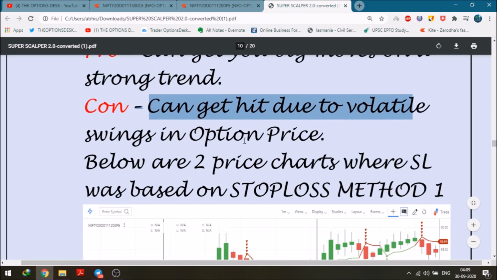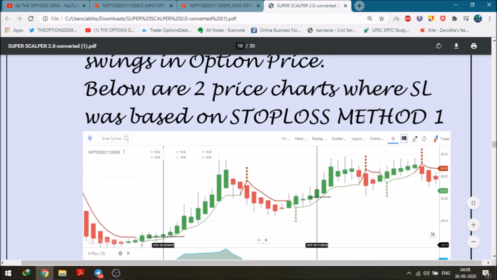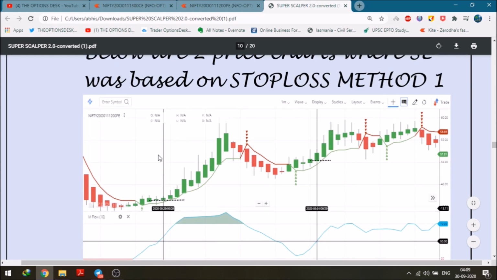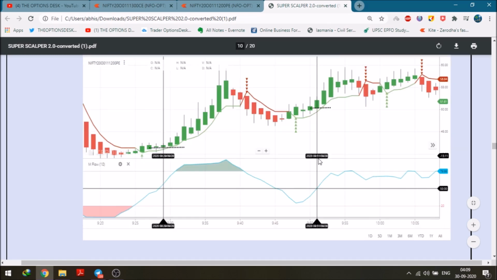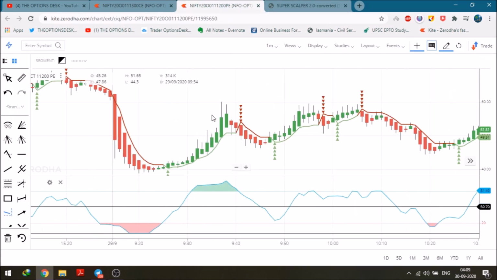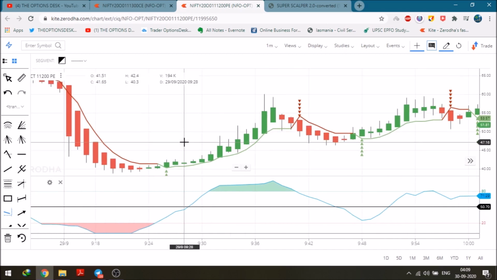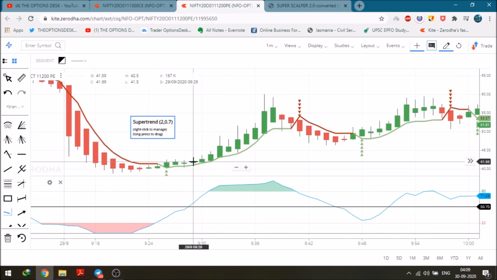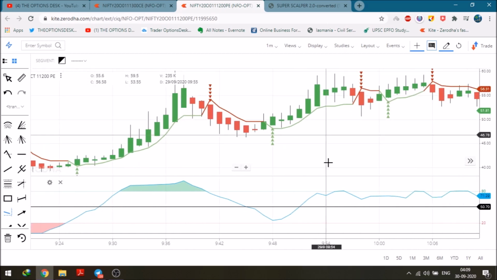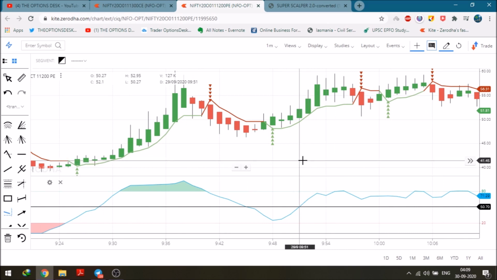Below are the two price charts where SL was based on stop loss method 1. 11,200 PE, the first trade, the stop loss was this. Second trade, the stop loss was this. You can check in the charts here. Firstly, the first trade, let me explain to you. The first trade was taken at this particular candle, the stop loss was 41.5. The next trade was taken at this particular candle, stop loss was 50.27. So this was the stop loss.